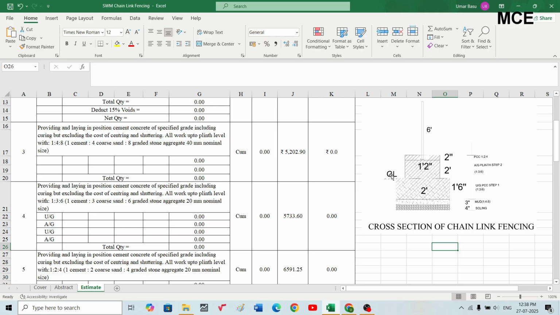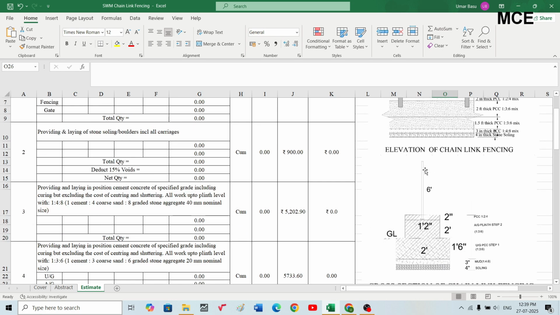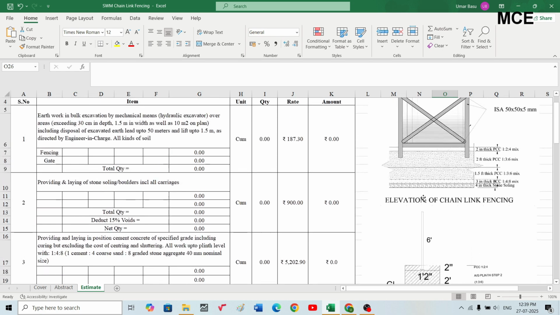And after that, the above ground plinth step of this chain link fencing, whose width is 1 feet 2 inch and depth or thickness is 2 feet. After that we have a PCC of 1:2:4, that is of richer mix, M15, of thickness 2 inch and width the same as the above ground plinth step, that is 1 feet 2 inch. And after that we have a structural steel of height 6 feet. This is for the cross section.